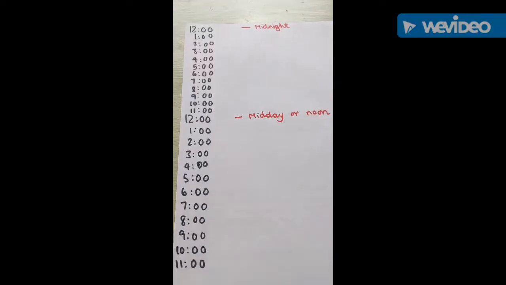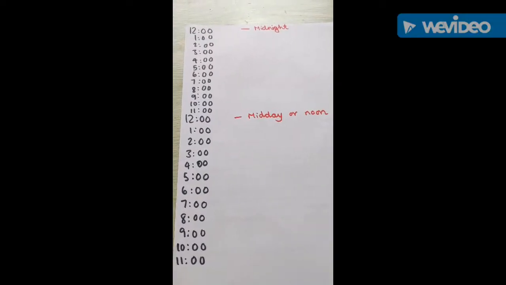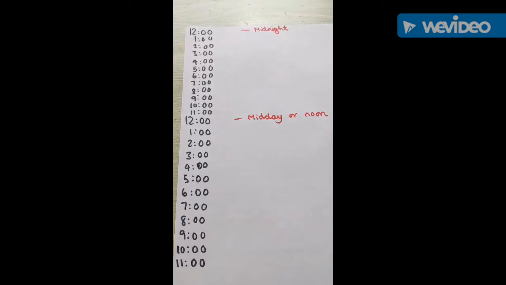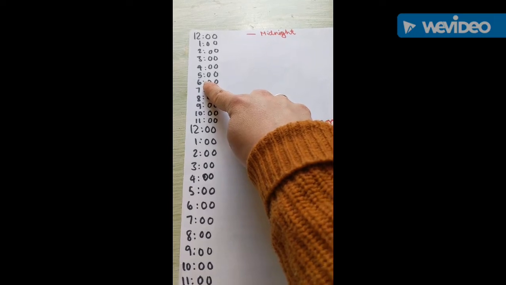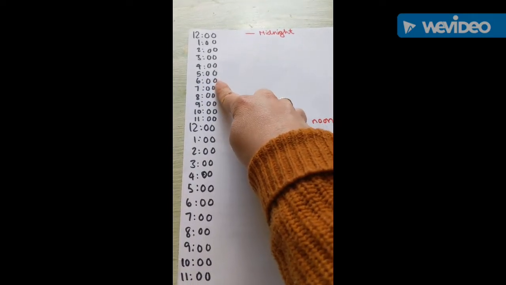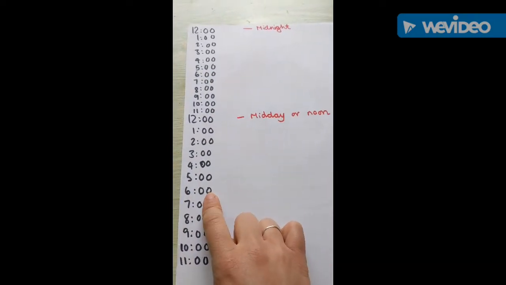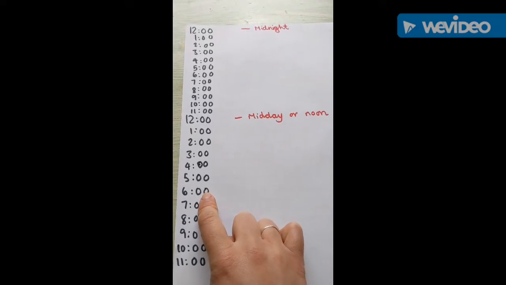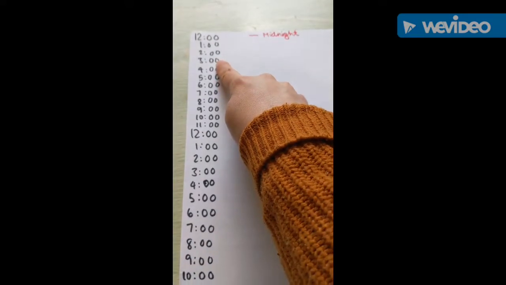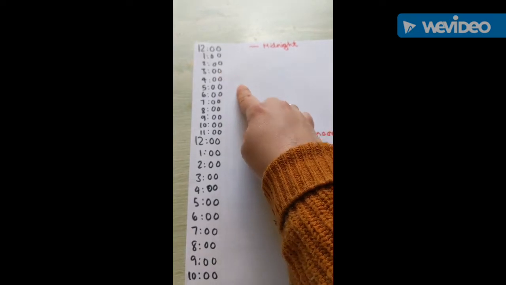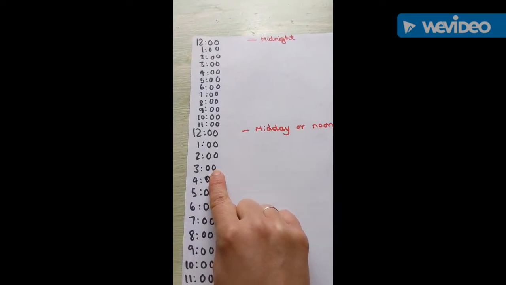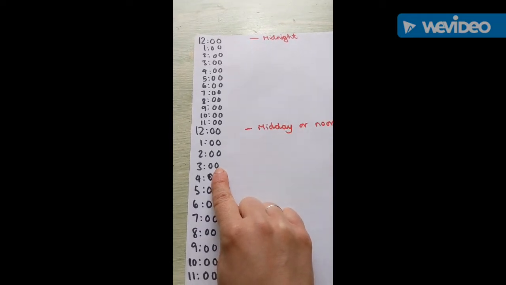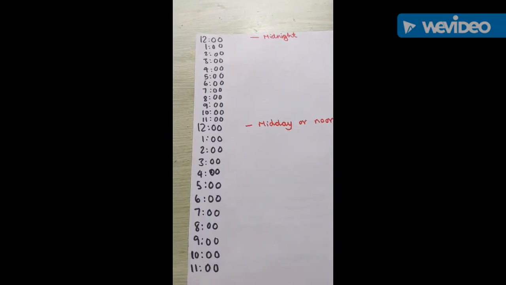So in each day we have two sets of 12 hours. But how do we tell the difference between 6 o'clock here, which would be 6 o'clock in the morning, and 6 o'clock here, which would be 6 o'clock in the evening, or 3 o'clock here, which would be 3 o'clock in the morning, and 3 o'clock here, which would be 3 o'clock in the afternoon? Well, the way that we do that is by using AM and PM.